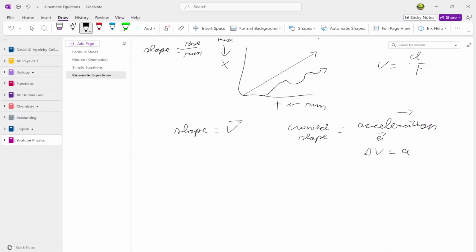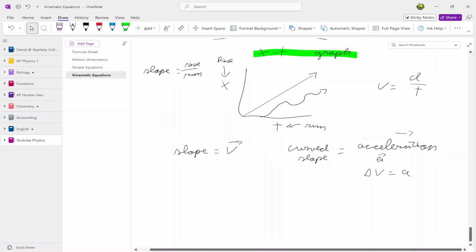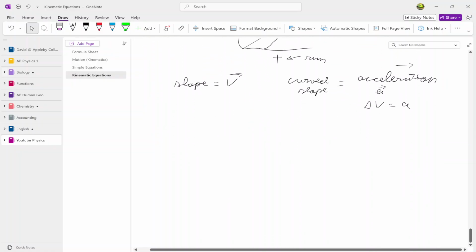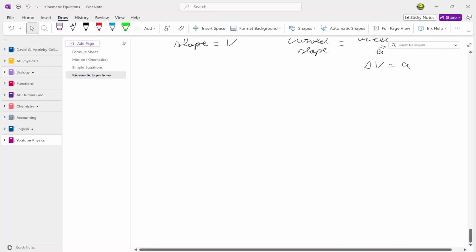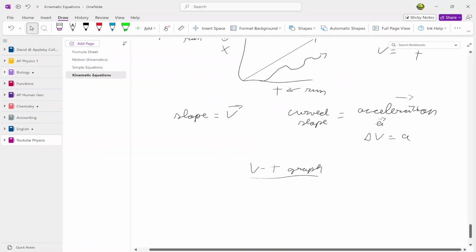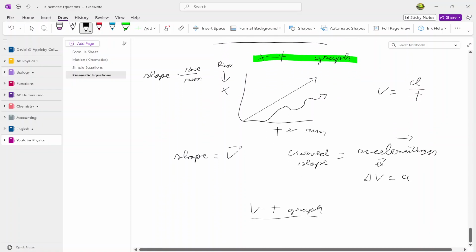And the area is distance times time, and the area doesn't give us anything important. So we can move on to another one. The VT graph. There we go, I'm just making it nicer.